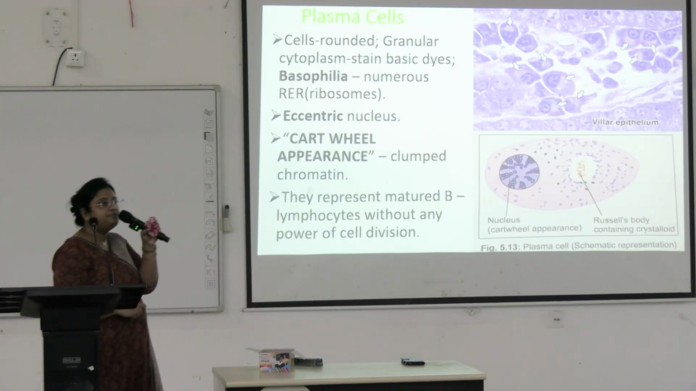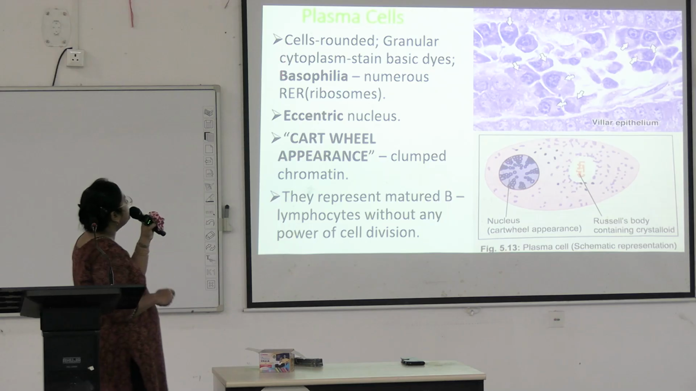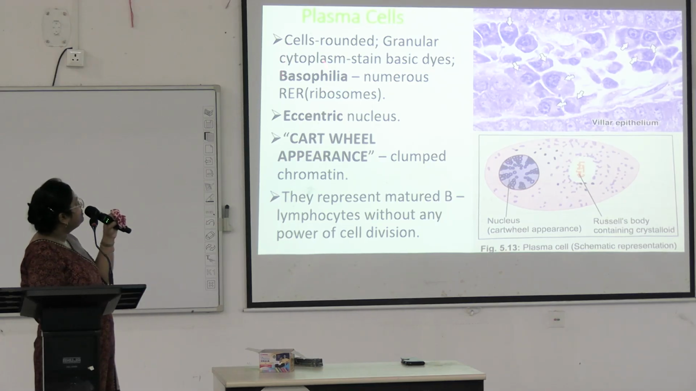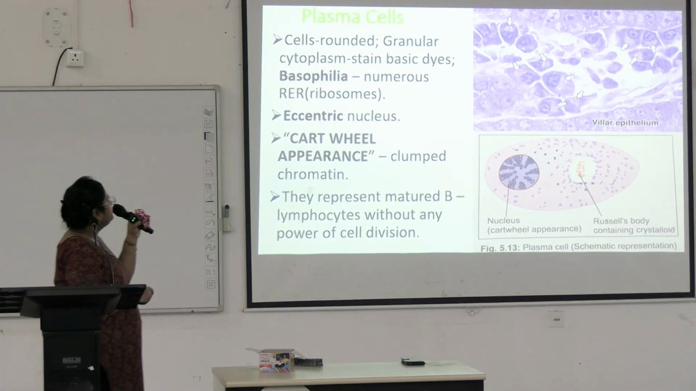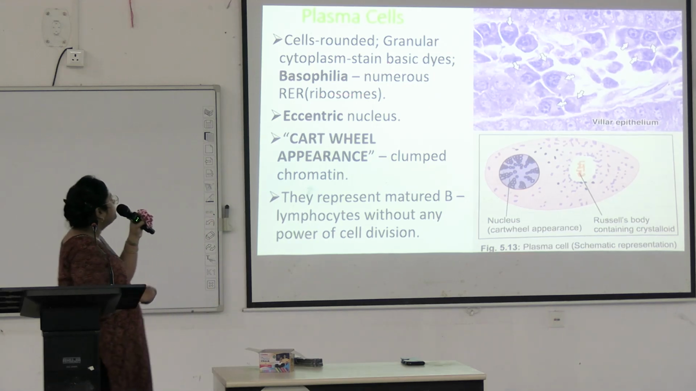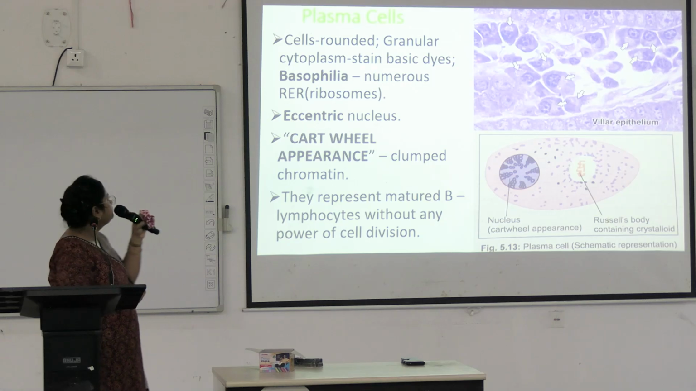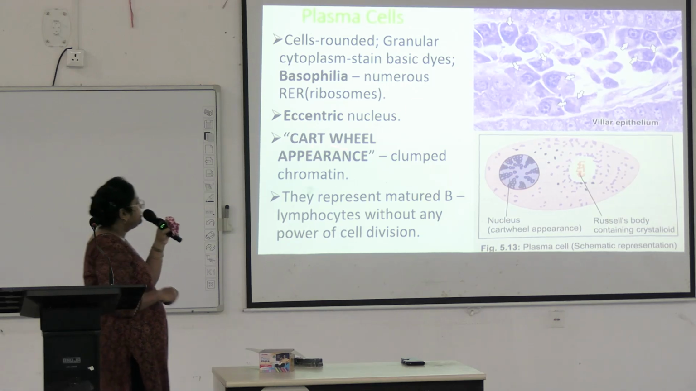Next we are going to plasma cell. Plasma cells are rounded. They have a granular cytoplasm and stain with basic dyes. It has basophilia because of the presence of numerous rough endoplasmic reticulum. Here it has an eccentric nucleus.